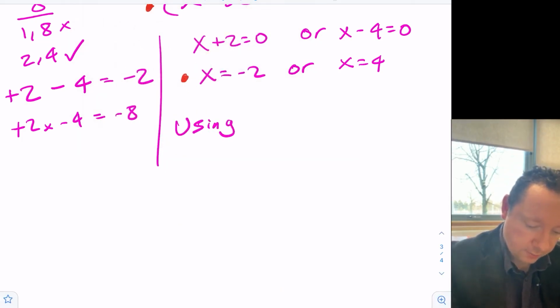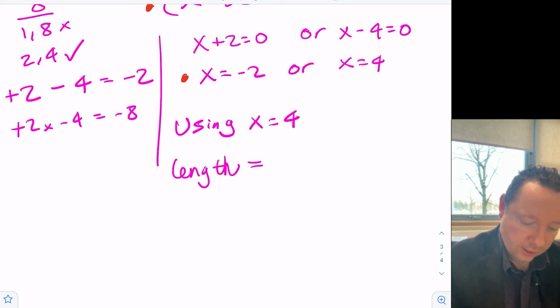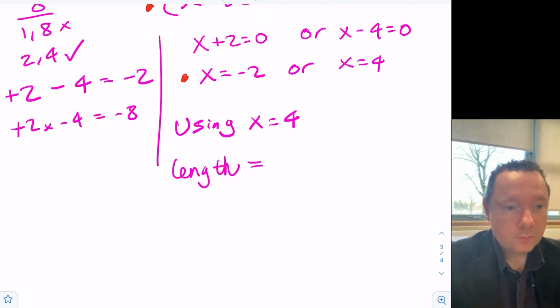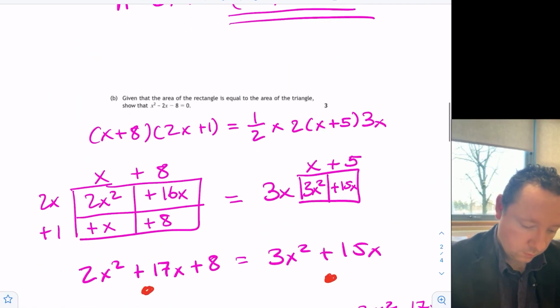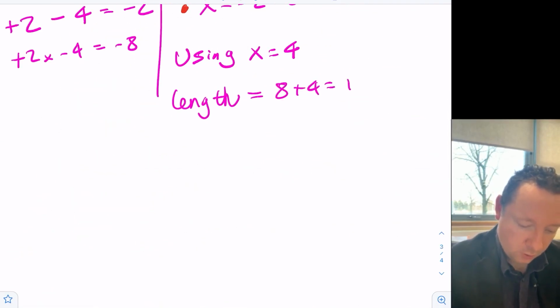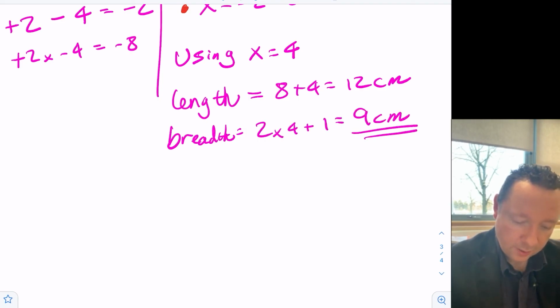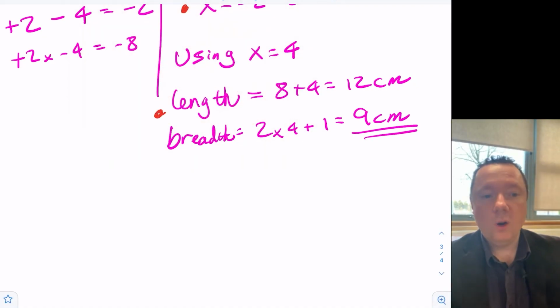So using x equal to 4, remember back at our triangle, the length is equal to 8 plus 4, which is 12 centimetres. The breadth was 2x plus 1, so 2 times 4 plus 1, which is 9 centimetres. And we get our final mark for working that out.